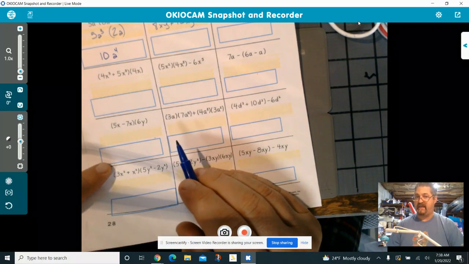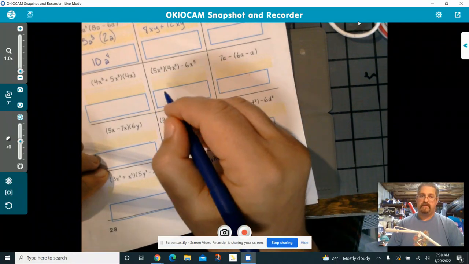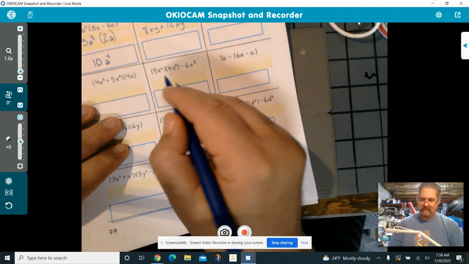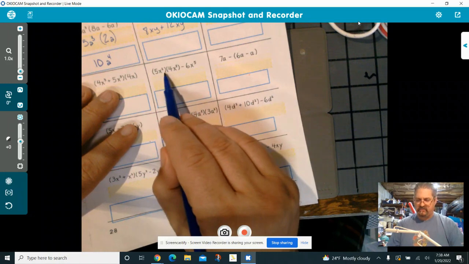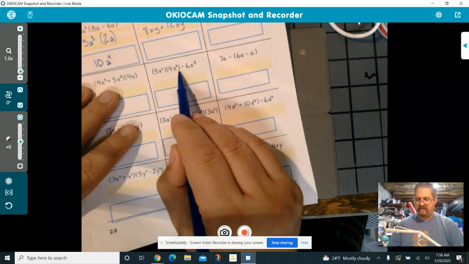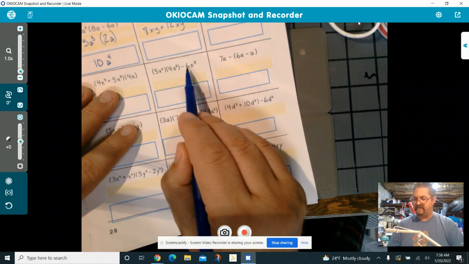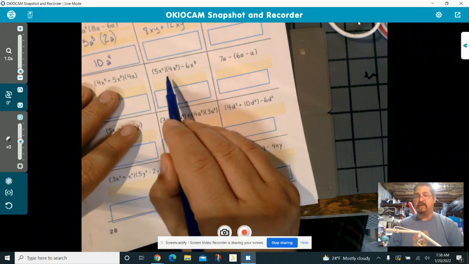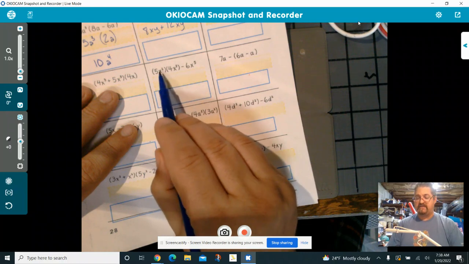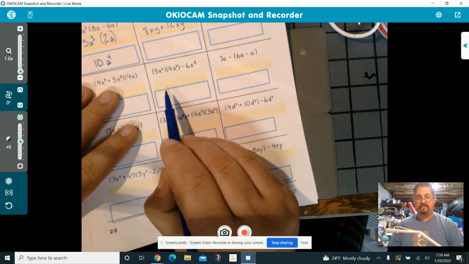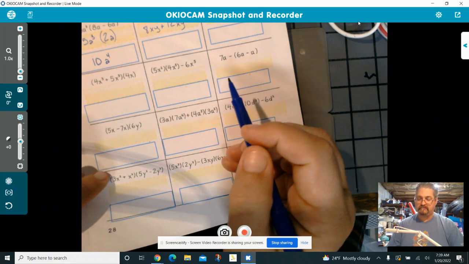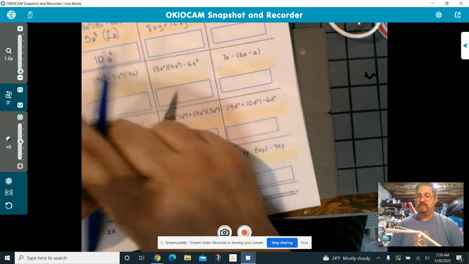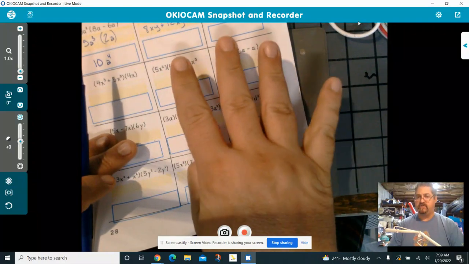This one's complicated. That's okay, because we're going to do it. We're going to get it. 5x squared times 4x to the third minus 6x to the fifth. We have parentheses, but we're not solving anything in the parentheses. This is just a fancy way of saying this times this. Okay. 5 times 4, 5, 10, 15, 20.